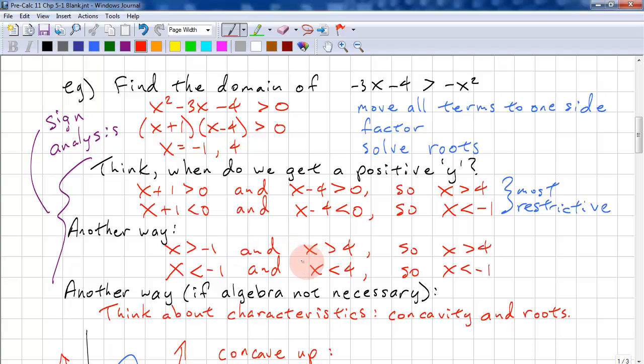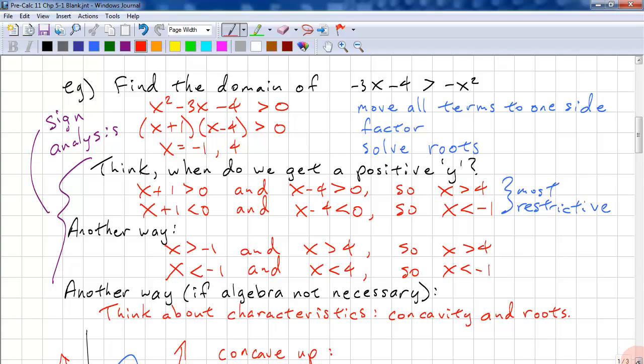So if we had x is equal to 3, 3 is greater than negative 1, but 3 isn't greater than 4. So this condition is not true. That's why x must be greater than 4. Again, if we check down here, say x is 3, 3 is not less than negative 1, 3 is less than 4, but both conditions need to apply. So we have x is less than negative 1.